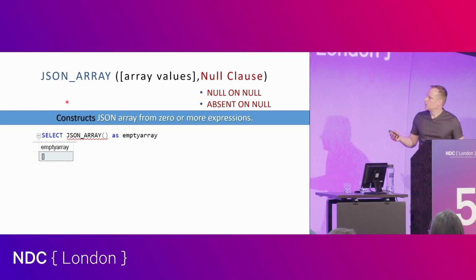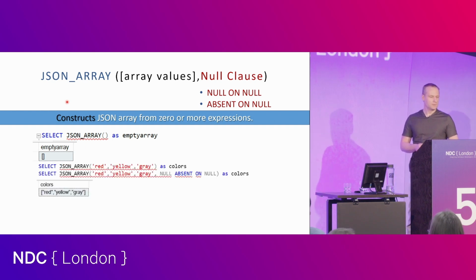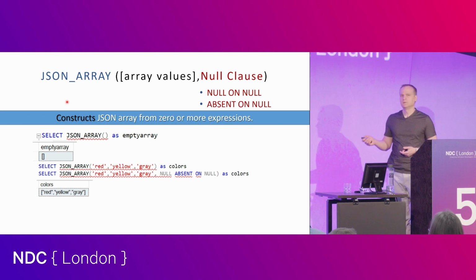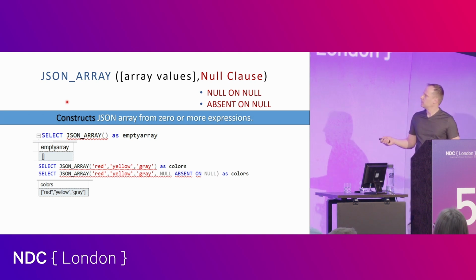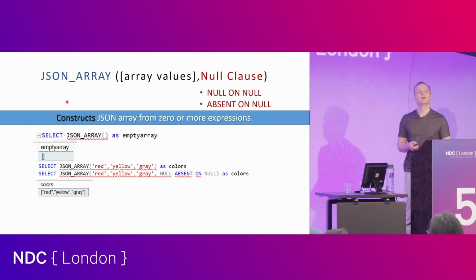So in here, if I don't pass anything, it just returns an empty array. And as you can see, I can create arrays by just passing strings here. Both of them are actually returning the same one. As you can see, I am using ABSENT ON NULL, which means that I'm taking the null out from here. So they are the same thing.